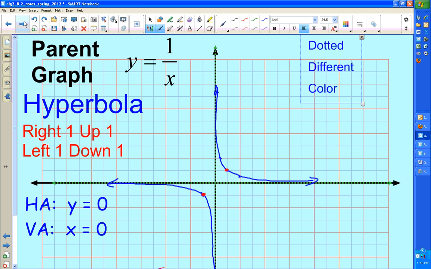This is your parent graph, y equals 1 over x. It is called a hyperbola, and I only care about 2 points. From the origin, right one up one, and left one down one are the only 2 points you need to know. And then from those points, you push your asymptotes.